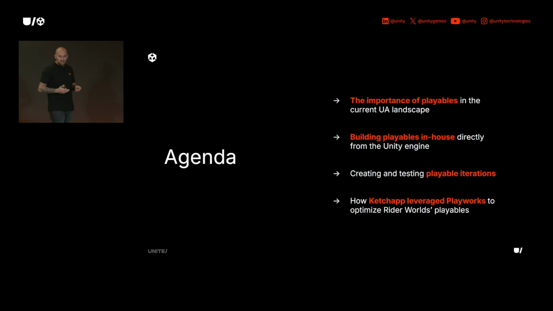So the agenda for today is as follows. First, we'll look at the importance of playable ads in the current UA landscape. Then I would love to show you how you can build playables in the Unity engine using Unity Playworks. Thirdly, I'll talk about the importance of creating playable iterations and how to properly do so. And finally, we'll look at a real example of playable iterations and testing from one of our valued partners, Ketchup, and their title, Rider Worlds.